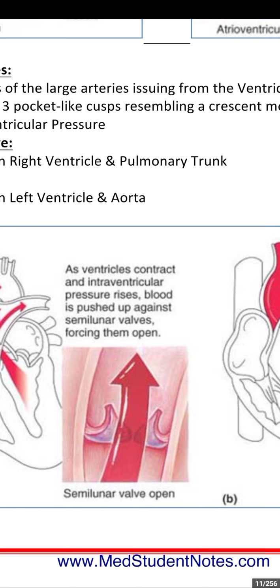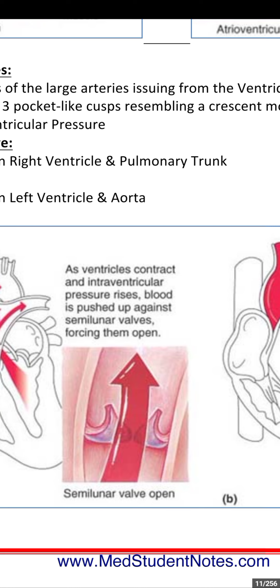Each contains three pocket-like cusps. There are three parts of this cusp valve, three pockets. The pockets allow flow from only one direction, and they open under ventricular pressure. So the blood from the ventricles enters the large arteries through the semilunar valves, which are like three pockets, like crescent moons.